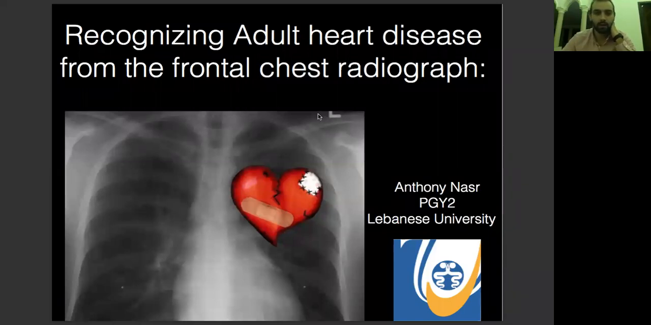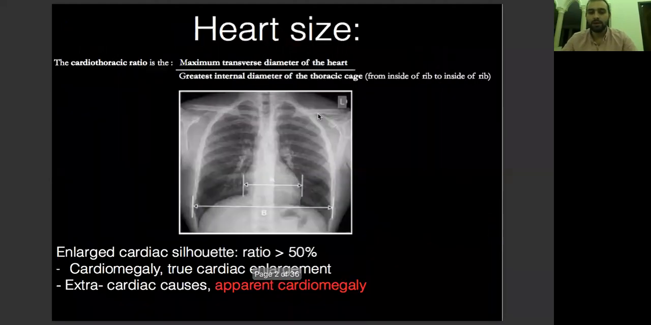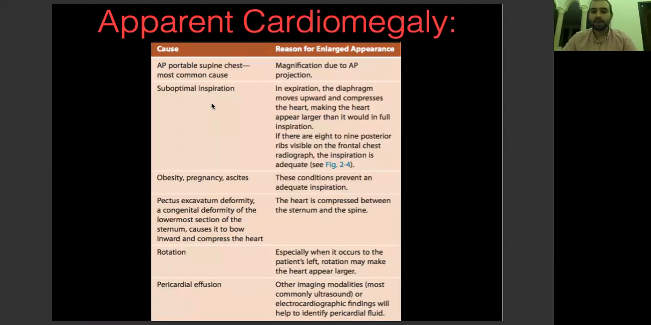During this presentation, I'm going to describe a systematic and algorithmic approach to recognize certain adult heart disease on the frontal chest radiograph. Usually, we first assess the heart size by measuring the cardiothoracic ratio, which is A over B: the maximum transverse diameter of the heart, divided by the greatest internal diameter of the thoracic cage from inside rib to inside rib. If it's more than 50%, we can have either true cardiac enlargement or apparent cardiomegaly, such as due to extracardiac causes, such as suboptimal inspiration.